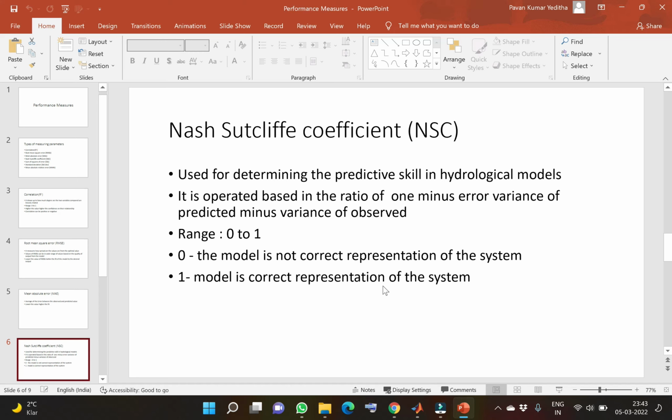And the same, it is in the range of 0 to 1, where 0 represents the model is not a good representation of the original system, whereas 1 represents it's a good model and it is correctly representing all the elements of the original system. So that is what Nash-Sutcliffe coefficient is.